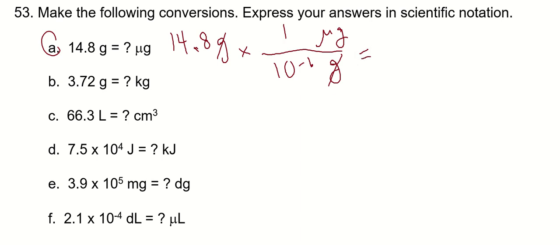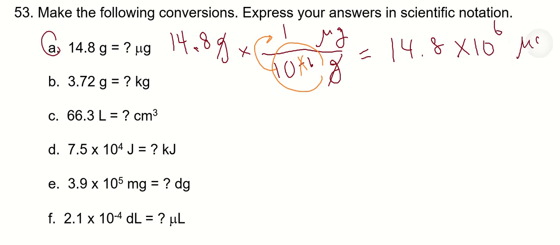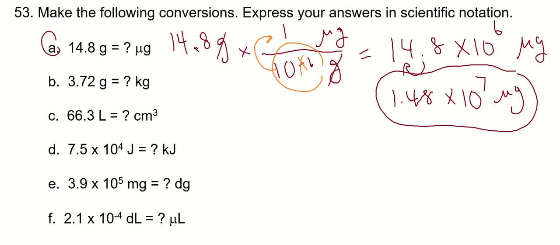And we don't need a calculator. We can simply bring that to the top by flipping the sign of the exponent. So your answer is going to be 14.8 times 10 to the 6 micrograms. Now, we can't leave our answer that way. It does tell us to write scientific notation for all of these. This is not proper scientific notation. We've got to move that decimal to the left one spot. So our answer is going to be 1.48 times 10 to the 7 micrograms. All right, moving on to B.